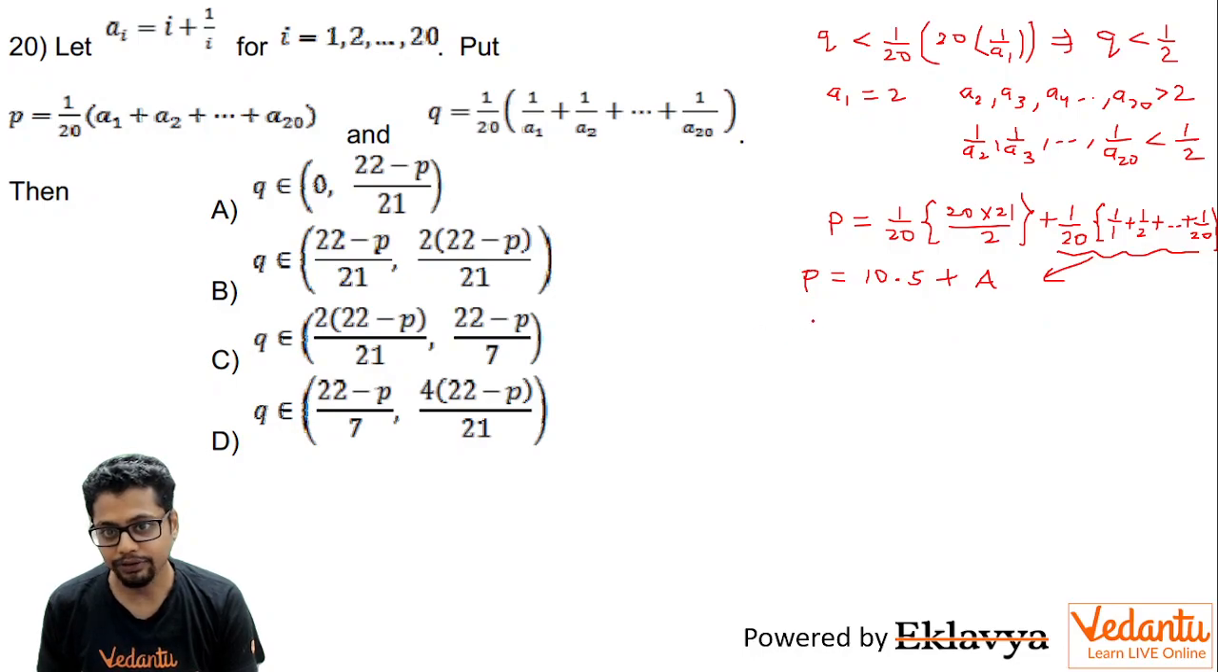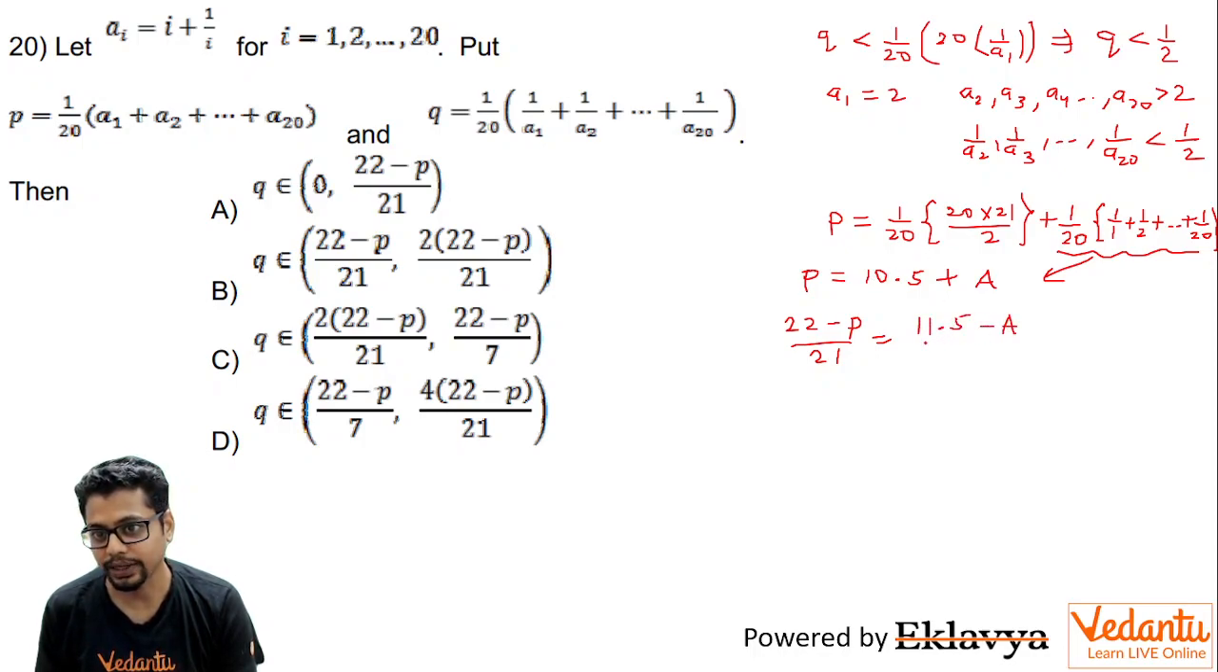And if you see the options, it is 22 minus P by 21, or 2 times 22 minus P by 21, or 3 times 22 minus P by 21. These expressions have been used in the intervals. So let me explore this expression, 22 minus P by 21. P is 10.5 plus A. 22 minus 10.5 would be 11.5. Check it out. Minus A is what you are getting.